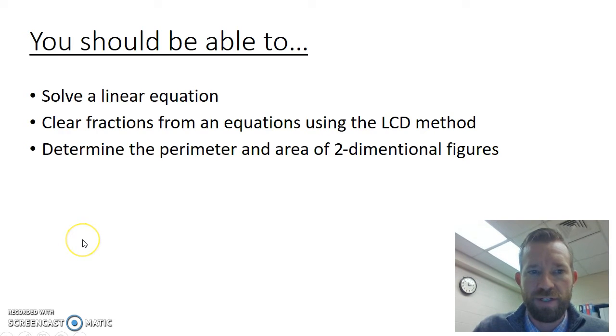In this section, you should be able to solve equations, clear fractions, and determine the perimeter and area of two-dimensional shapes.